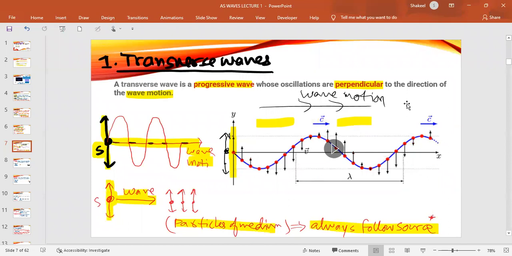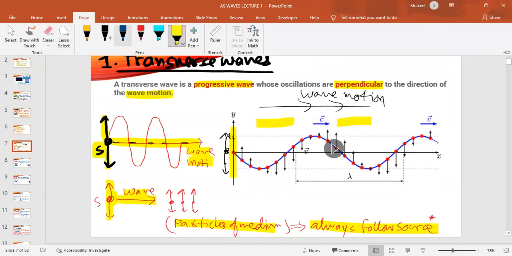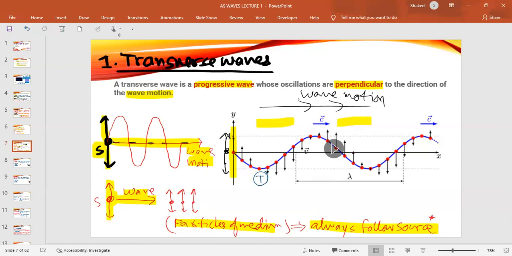Okay, now I have paused the diagram and you can see from here that this is the trough. I'm labeling it, and this is the crest, and then this is the trough, and this is the crest. So a transverse wave actually consists of crests and troughs. You can see that when the wave is moving to your right, the particles between trough and crest are moving down, and the particles between crest and trough are moving up.